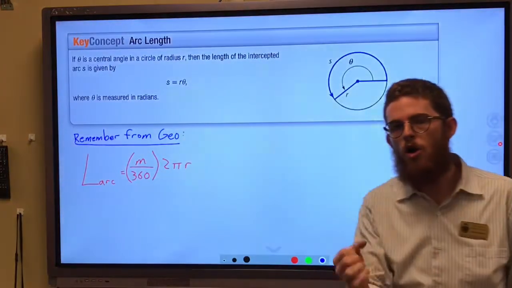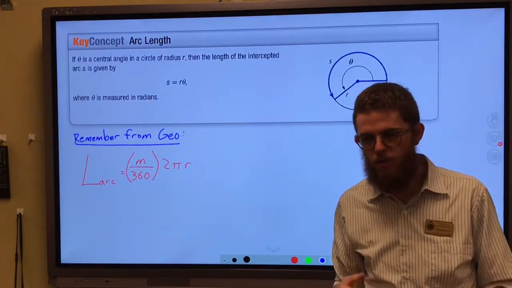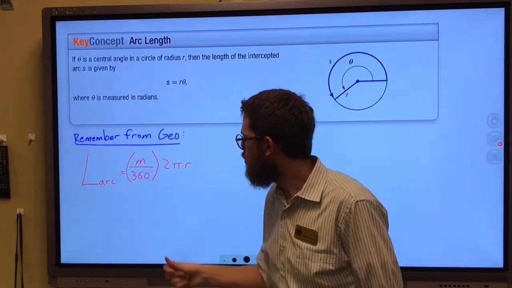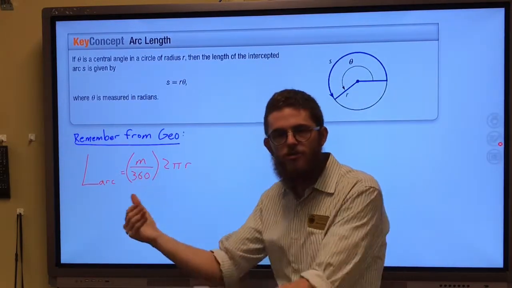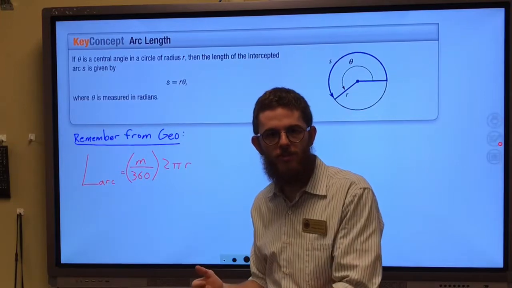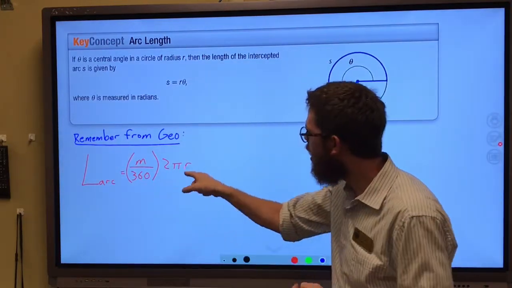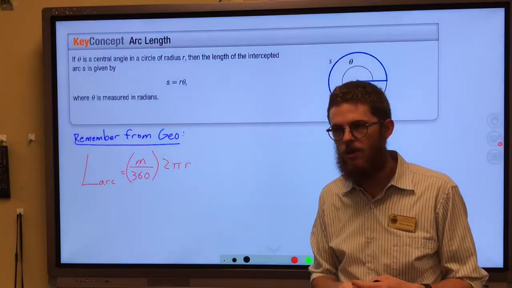All right, we're thinking about arc length. Now, if you remember from geometry, we said the length of an arc was equal to the central angle's measure out of 360, basically the fraction of the circle that we're talking about, times the circumference.